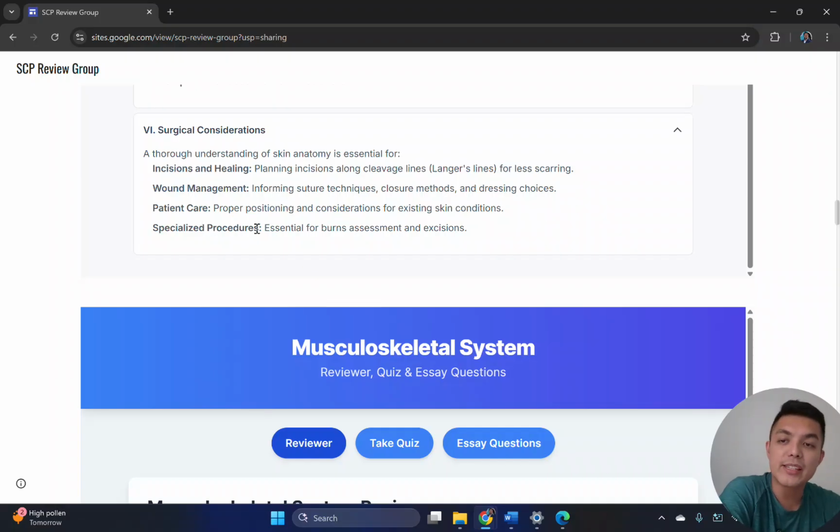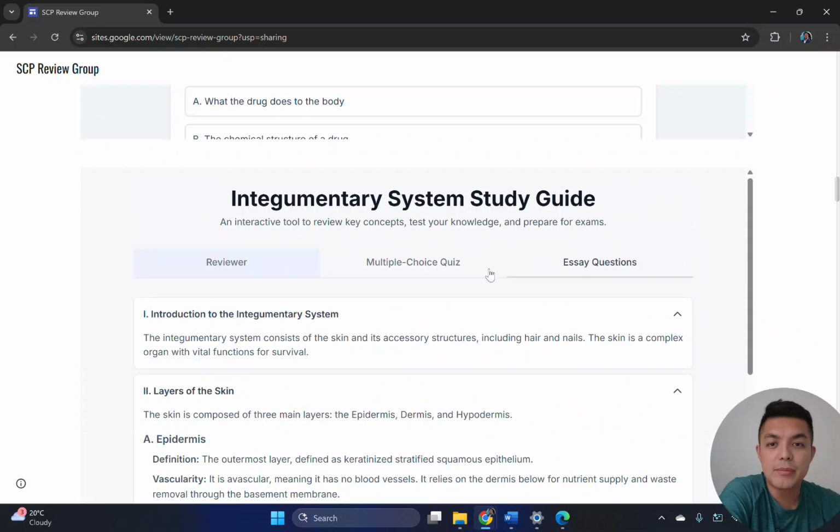Next is patient care: proper positioning and considerations for existing skin conditions. Last one is specialized procedures. This is essential for burn assessment and excisions. So, that's the integumentary system.